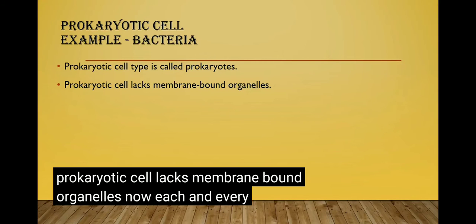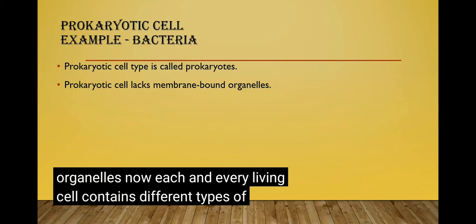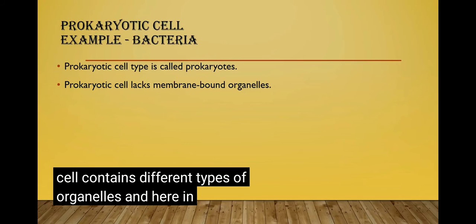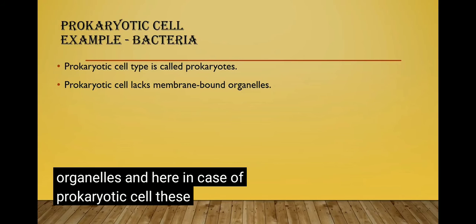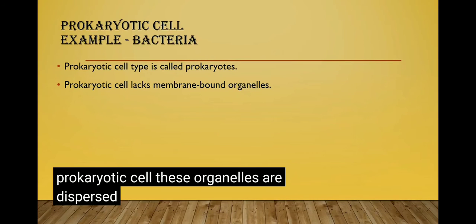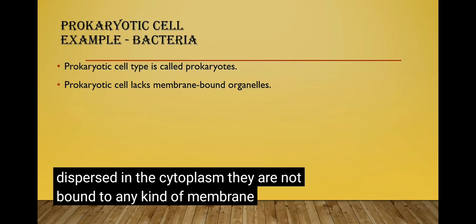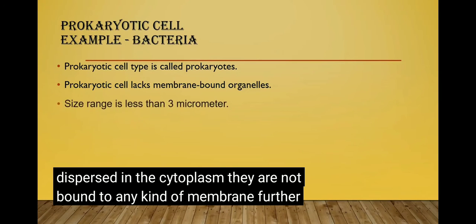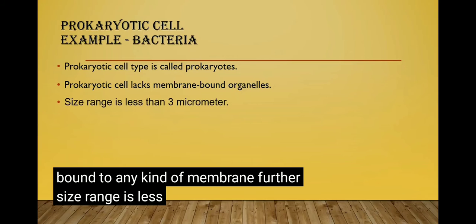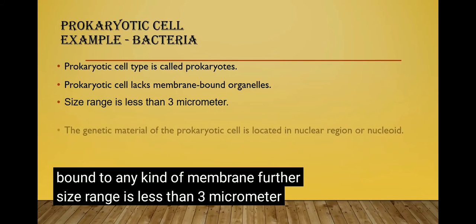Now each and every living cell contains different types of organelles, and here in case of prokaryotic cell, these organelles are dispersed in the cytoplasm. They are not bound to any kind of membrane. Further, size range is less than 3 micrometer.